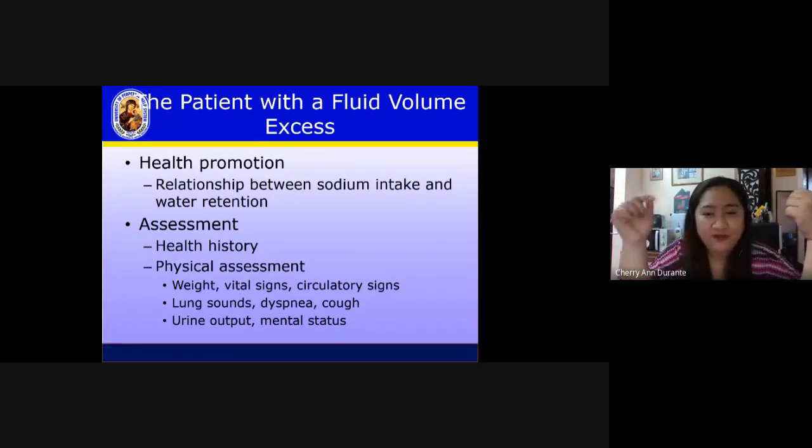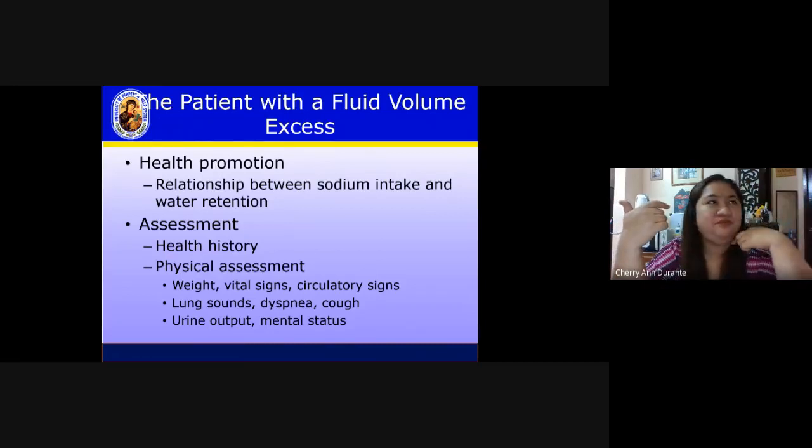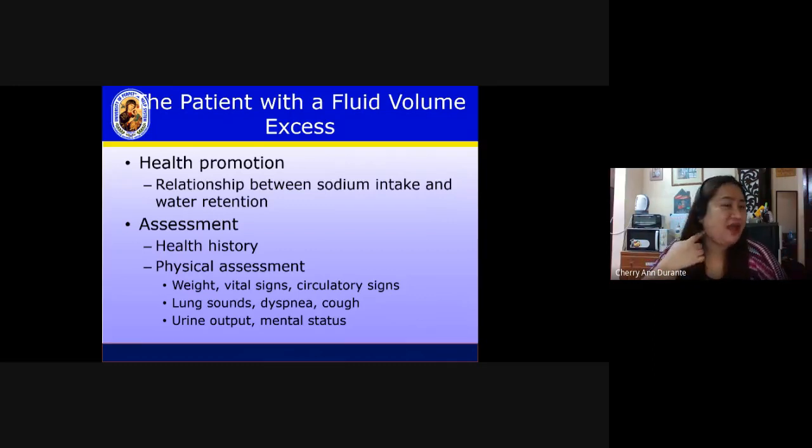So, you have your jugular vein distension. Pag pinaharap mo yung pasyente mo to the left, makikita mo dito yung kanyang jugular vein, tas makikita mo ang pasyente mo extended yung kanyang jugular vein. So that's jugular vein distension. Other circulatory signs will be lungs. So there is fluid in the lungs.